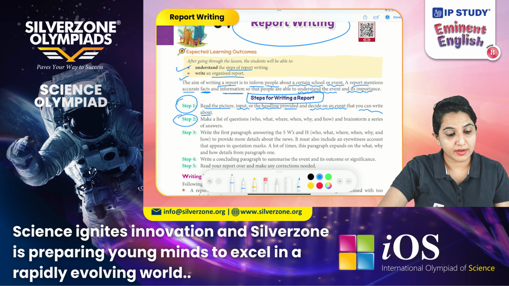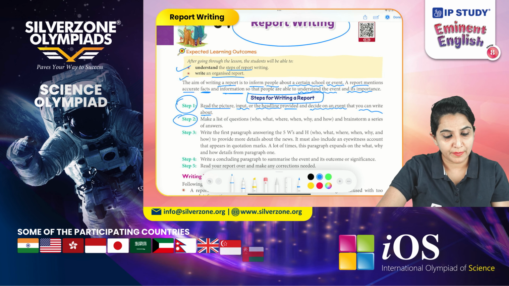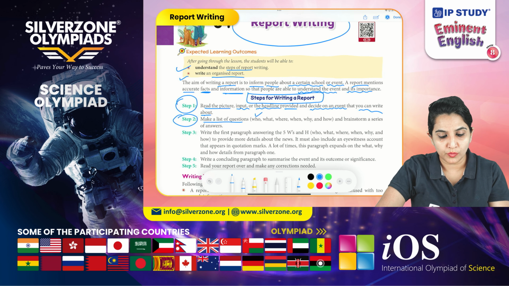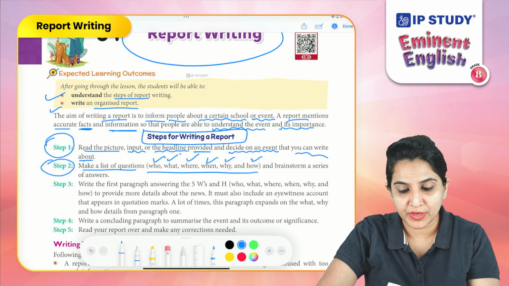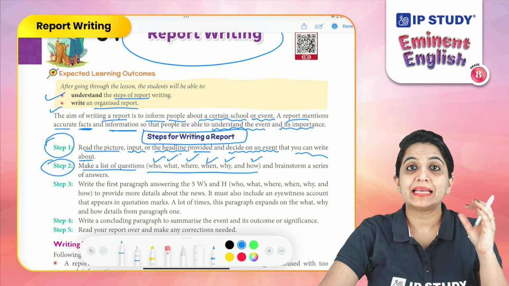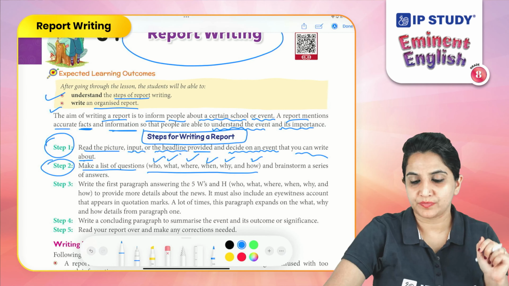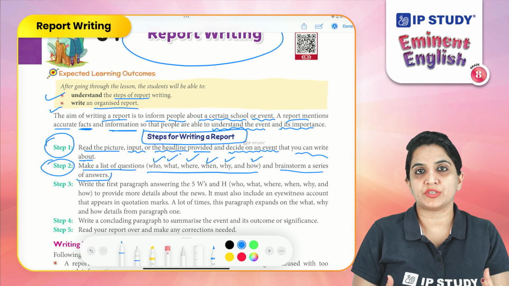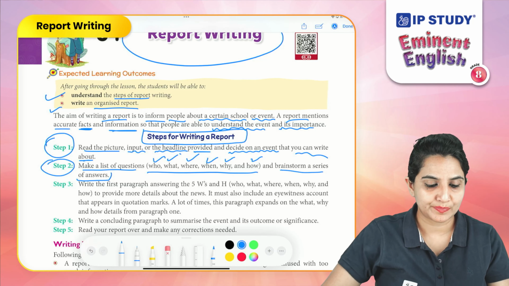Then after you've decided about the event, you can make a list of questions: who, what, where, when, why and how, because this information will help to provide each and every detail of that event. And after you've made a list, brainstorm a series of answers, because that gives you the kind of expected answers you may get out of these questions, because those answers are the facts that you want to state.